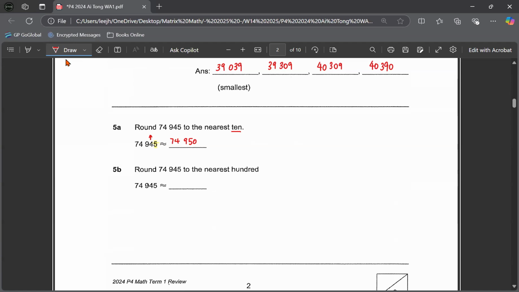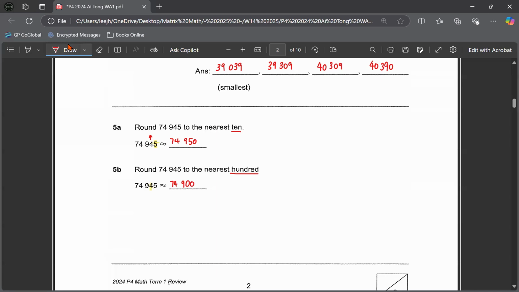Okay, 5b is rounding this number, but now to the nearest 100. So to the nearest 100, I look at the digit on my right hand side. Is a 4. So this one is actually less than 5, which means we cannot round the 900s up by one digit. So it stays at 900. So the answer is 74,900. Okay.